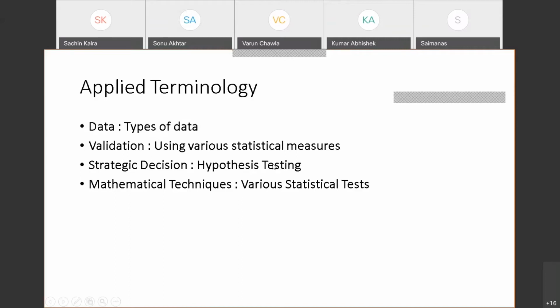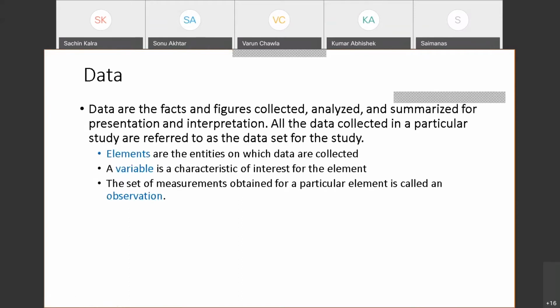No worries. Now, data has three main components, sorry. One is element, one is variable, one is observation. Now, variables are the part that are referred to as columns in layman's language. Elements are the entities on which data are collected. And observations are the set of measurements or the values obtained for that particular thing.